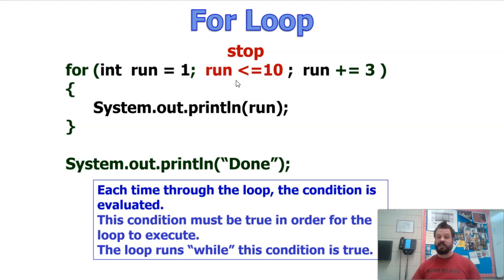So this is technically doing the same thing as a while loop, but a lot of times we think about this as: this is the number where I want to start, this is where I want to stop. I want to stop once that condition is false.